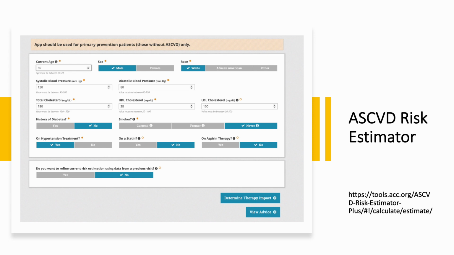And you just enter data about the age, the sex of the person, the systolic and diastolic blood pressure. You need information about cholesterol, about diabetes, smoking status, whether the person is using high blood pressure treatment, whether they're using a statin to lower cholesterol, whether the individual is on aspirin. And after that, you are going to get a score, meaning the probability of having a cardiovascular event within the next 10 years.